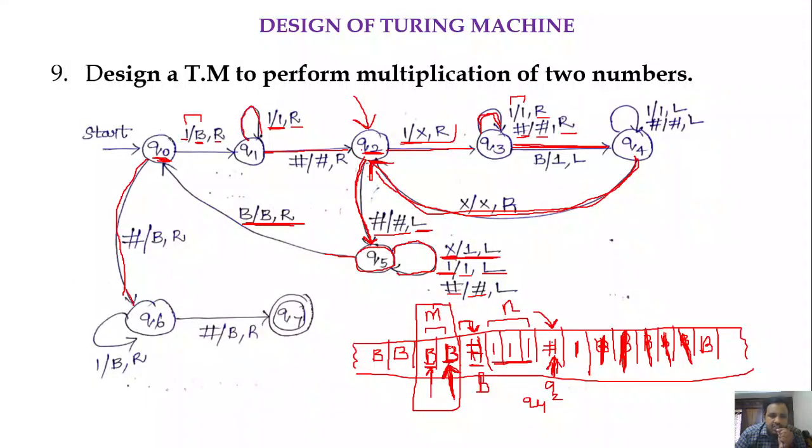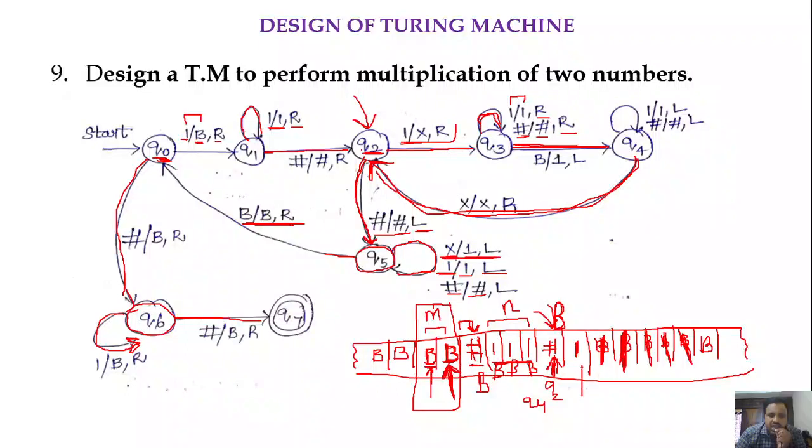In q6, we have to convert those ones which are there in the n portion into blanks. That's why in q6 we have a self transition where we find each one, replace that one with a blank and move the head towards right. Here in the n input portion we have ones. That one will be converted to blank and move right. The next one will be converted to blank, move right. The next one will be converted to blank, move right. And in q6, if we get a hash, we will replace that hash with a blank and move the head towards right.